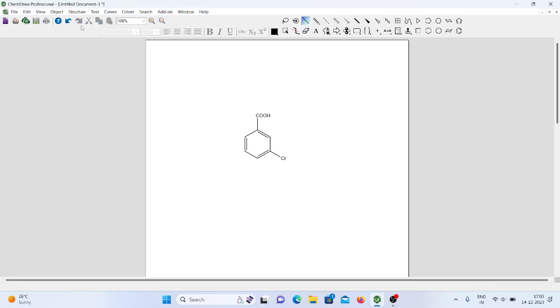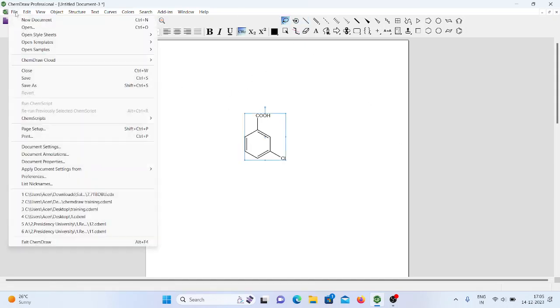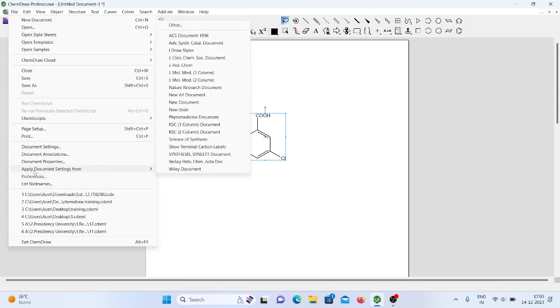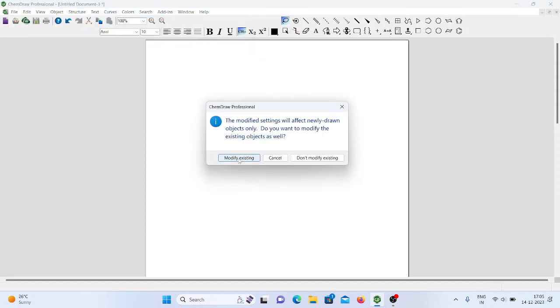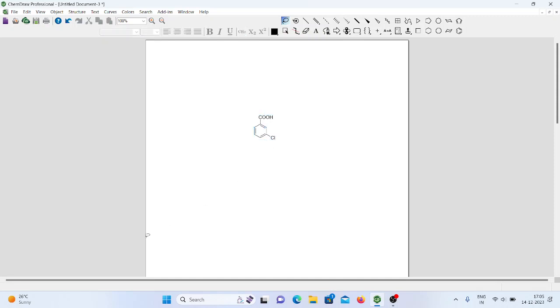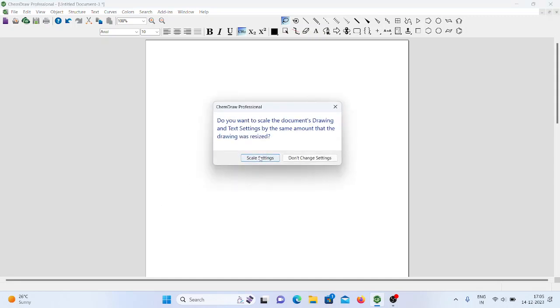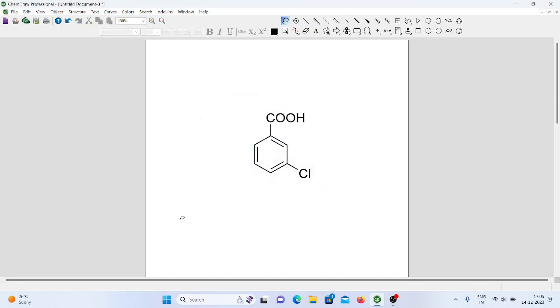So in the first part, we studied that whenever you draw a particular chemical molecule, what is the first thing we need to do? We need to select that molecule and go to the file and activate the option apply document settings from using ACS document 1996. Thereby what happens? The structure is going to be in the standard format. Okay, so this is the standard structure of meta-chlorobenzoic acid. Okay, for the explaining purpose, I am going to change the scale setting. Okay, for the visibility purpose only, I am doing like this only.